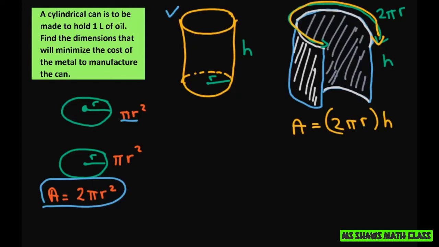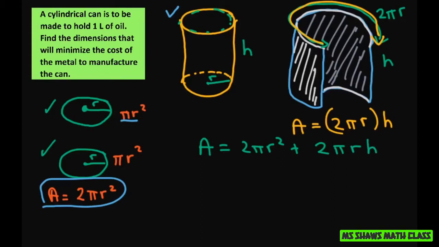So anyway, you add the areas up, and the area is going to be 2 pi r squared, that's the top and the bottom circles, plus the area of the circular part in between, and that's going to be plus 2 pi r h.